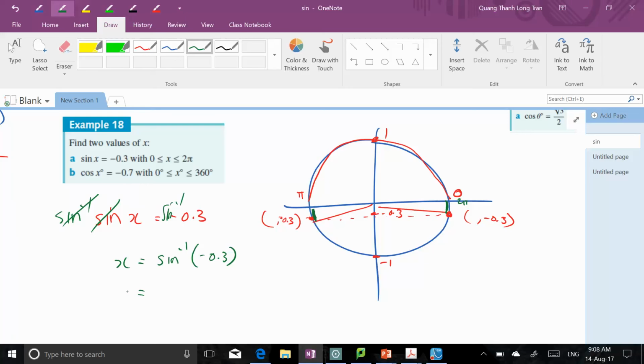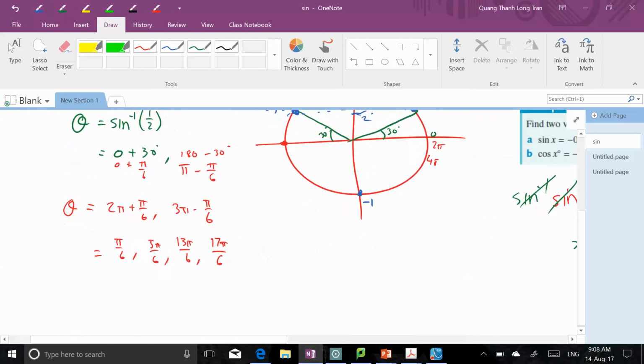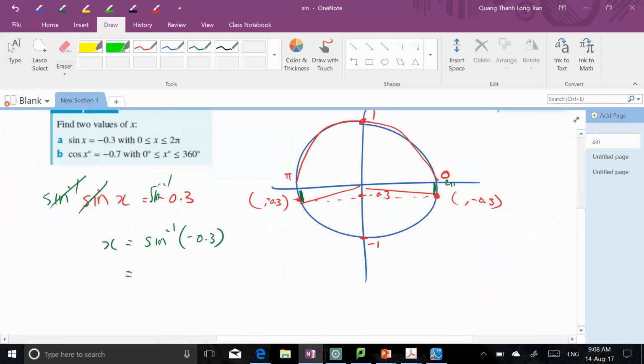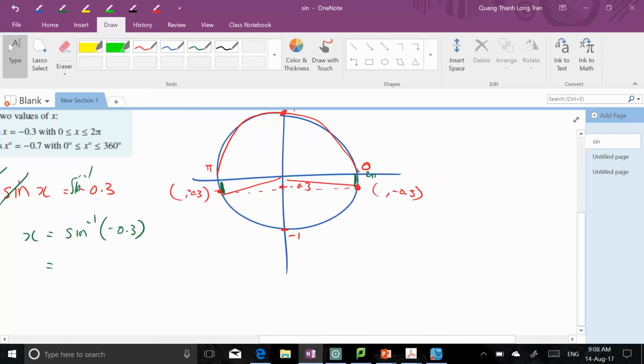So this is what we don't know. Whereas previously, we did know. See over here, sine inverse of half, we knew. That was an exact value. We knew that it was 30 degrees or pi/6. So that's why I could just say 0 plus 30, or 180 take away 30. But because you don't know what it is, this is where you use your calculator to figure it out. So my answers would be pi plus whatever sine inverse of negative 0.3 is, which I don't know.